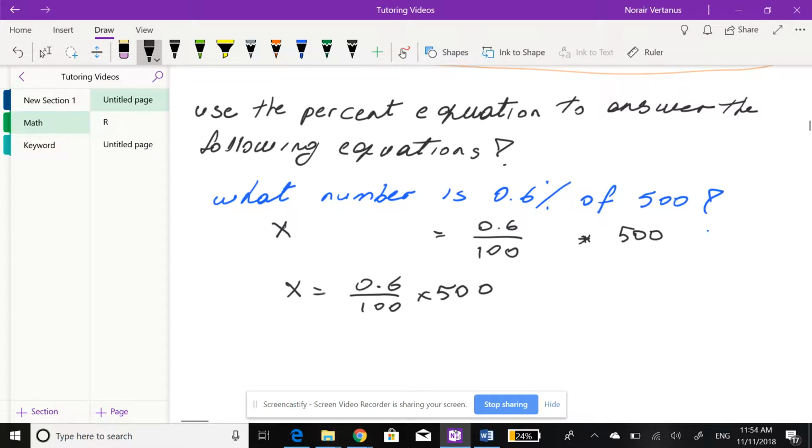So to get the x, this is over 1. It's multiplication. Again, cross cancel them before you multiply them if it's possible. In this case, it's obvious. Both of these are divisible by 100, right? 100 divided by 100 is 1. 500 divided by 100 is 5. So the answer is just 5 times 0.6, 0.6 times 5.